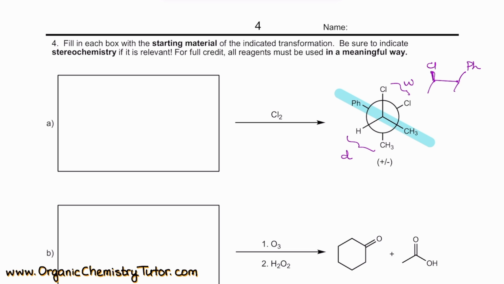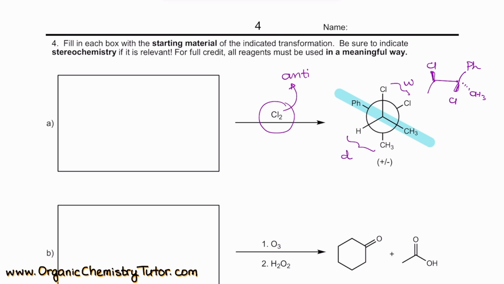I have chlorine that is also on the wedge, and I have a methyl group that is going to be on the dash. Now, what I'm seeing here is that both of my chlorines are looking in the same direction. However, when I'm looking at my reagents, I'm seeing that this is a simple chlorination reaction, and I know that the chlorination is a strict anti-addition, which means that the product that I have in this reaction is just a possible conformation of my final product.